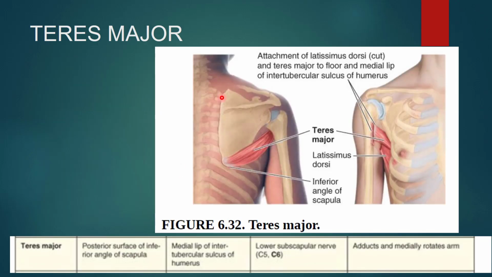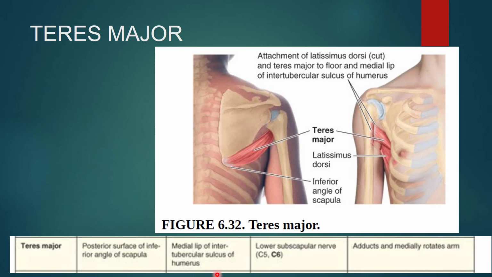Now the fifth muscle, teres major muscle. Teres major muscle originates from the posterior surface of the inferior angle of the scapula. See here, it is originating from the inferior angle of the scapula, covering the lower part of the lateral border of the scapula, and it is inserted over the medial lip of the intertubercular sulcus of the humerus.